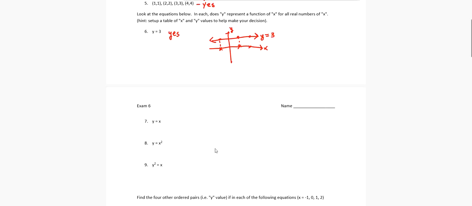Y equals x. If you were to plot this, and it's not necessary to do that, you can use a table, but if you were to plot this, it would look something like this. Here is y equals x. So it's a diagonal. And again, if we pick an x value, here there's going to be a negative y value, but it is only one. X value, negative y; x value here, positive y on this side; x value here, another positive. So this is also a yes.